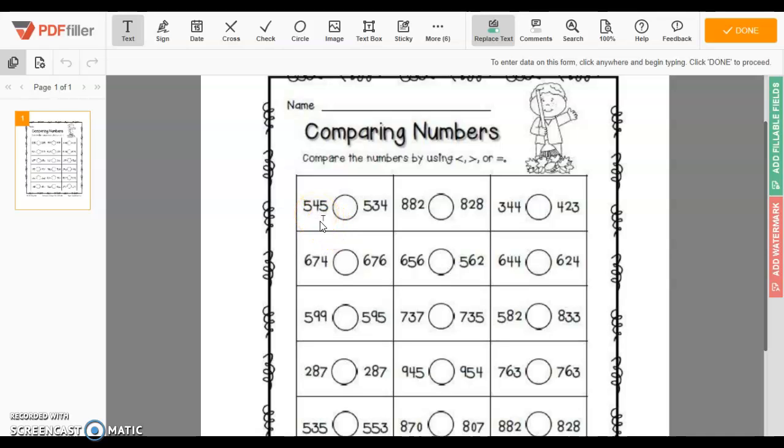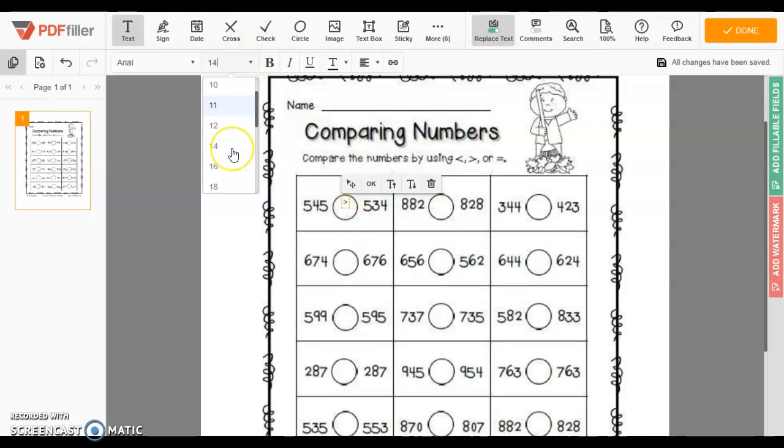So here I have 4, and here I have 3. Which do you think is larger? If you said 4, you are correct. 4 is the largest number, which means I already know which way my sign is going to go. So I'm going to come right here. Which way is the alligator going to open his mouth? Is it going to be to 545 or 534? If you said 545, you are correct. We want that alligator to eat that large number. That's really small, so I think I'm just going to draw it. Actually, let's make this bigger. Perfect. All right.